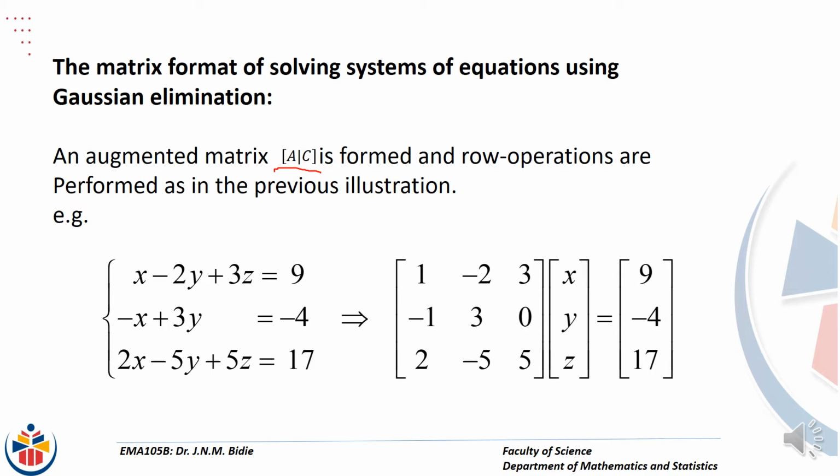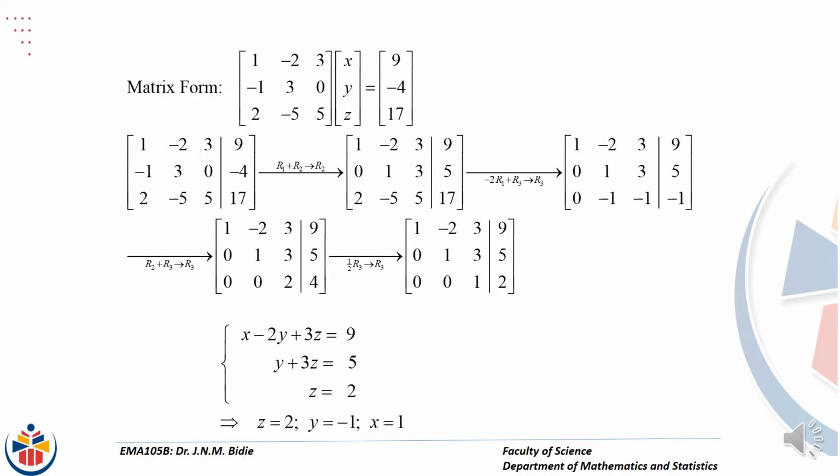So now we have to formulate the augmented matrix and then thereafter perform the same row operations that we did for the equations. Note that we took the same system as we had just done. Here is the matrix format that we had already formed. Then we augment the two matrices. We augment matrix A and matrix C, and then perform row operations.